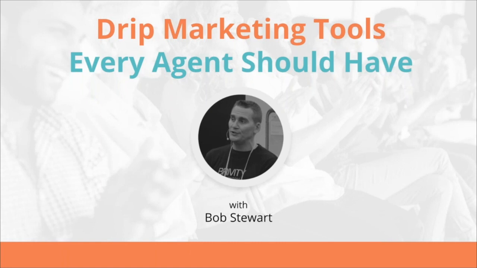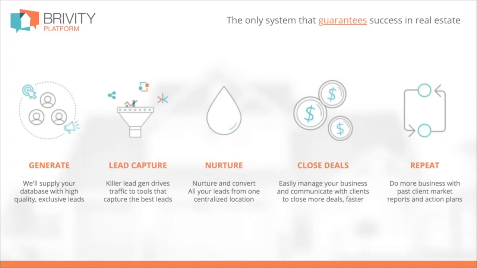My name is Bob Stewart, and we're going to talk about three primary drip marketing tools that we think every agent should have in their business. These are the tools on the Ben Kinney team, and I'm going to represent the Ben Kinney team today. I spend a lot of time working with their 21 expansion teams across the country, really putting these tools into practice in their business.